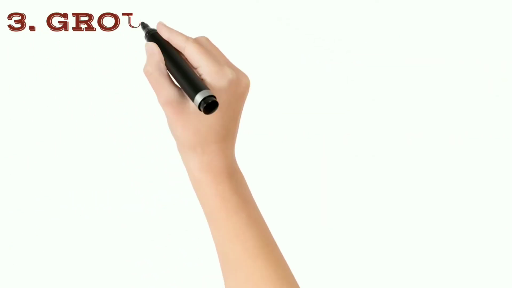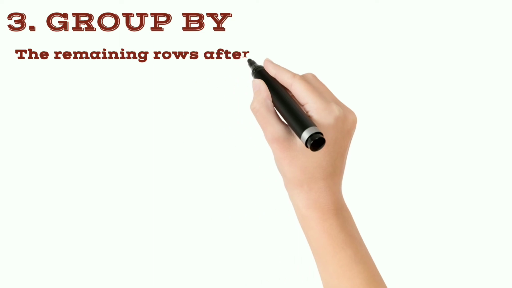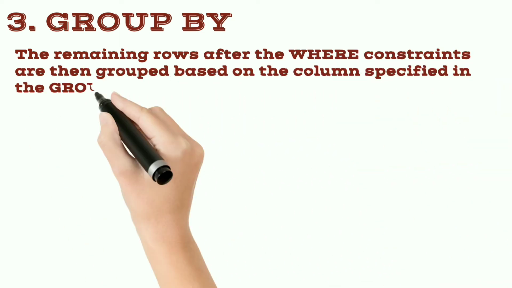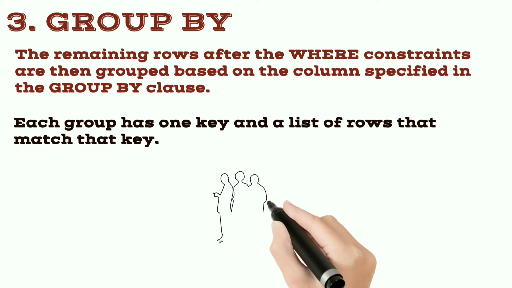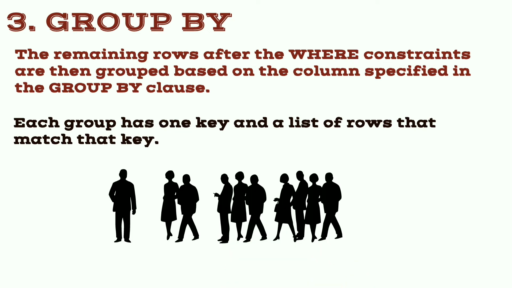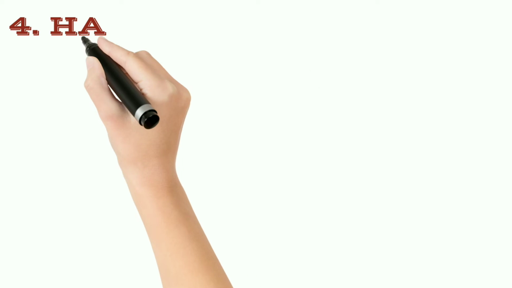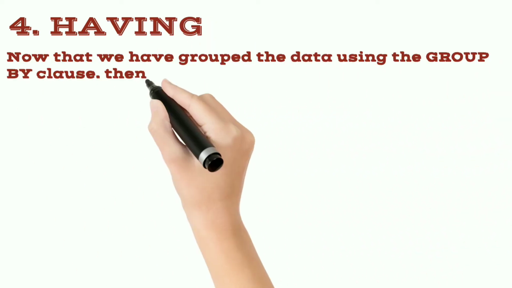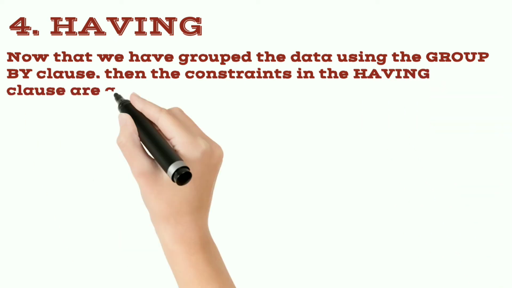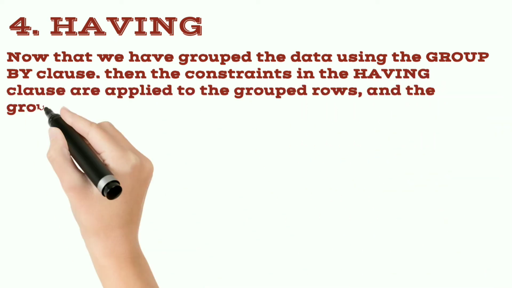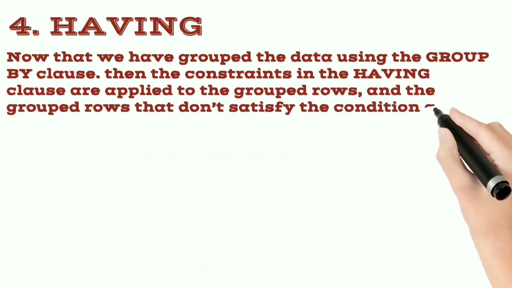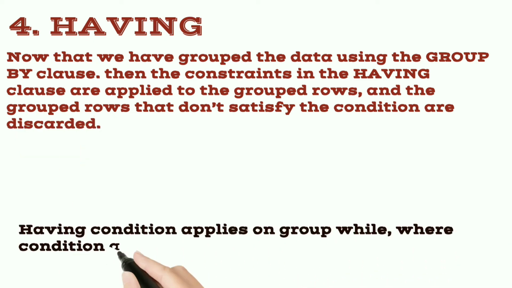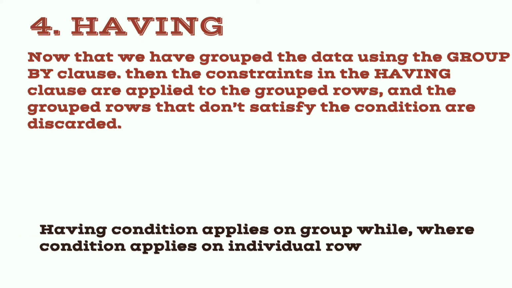Third is the group by clause. The remaining rows after the where constraints are then grouped based on the column specified in the group by clause. Each group has one key and a list of rows that match that key. Fourth is the having clause. Now that we have grouped the data using the group by clause, the constraints in the having clause are applied to the grouped rows, and the grouped rows that don't satisfy the condition are discarded. The having condition applies on groups while the where condition applies on individual rows.